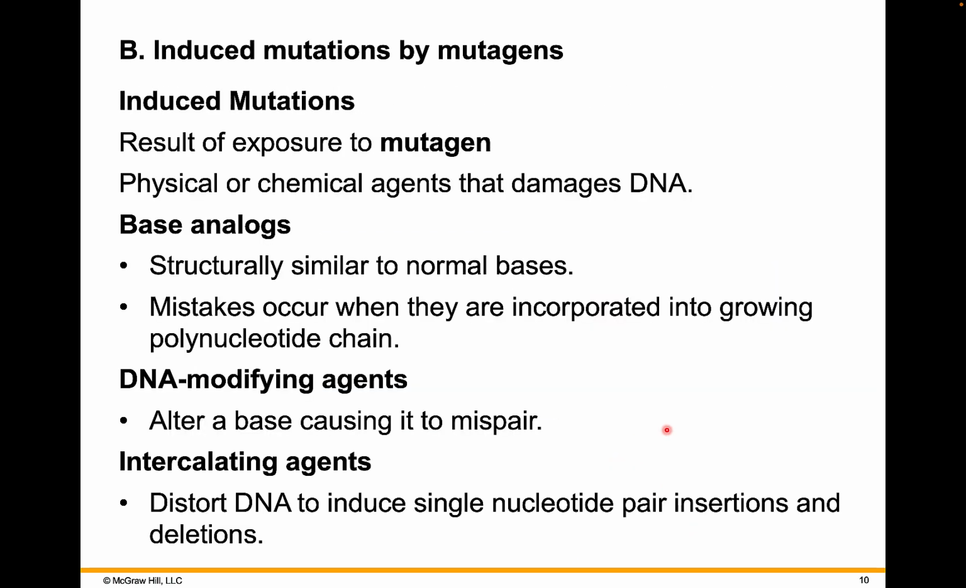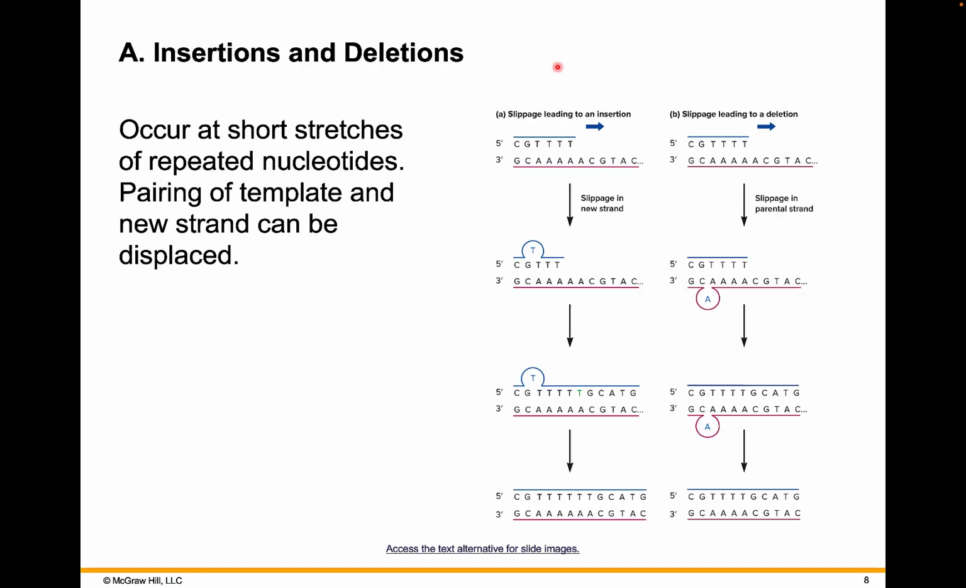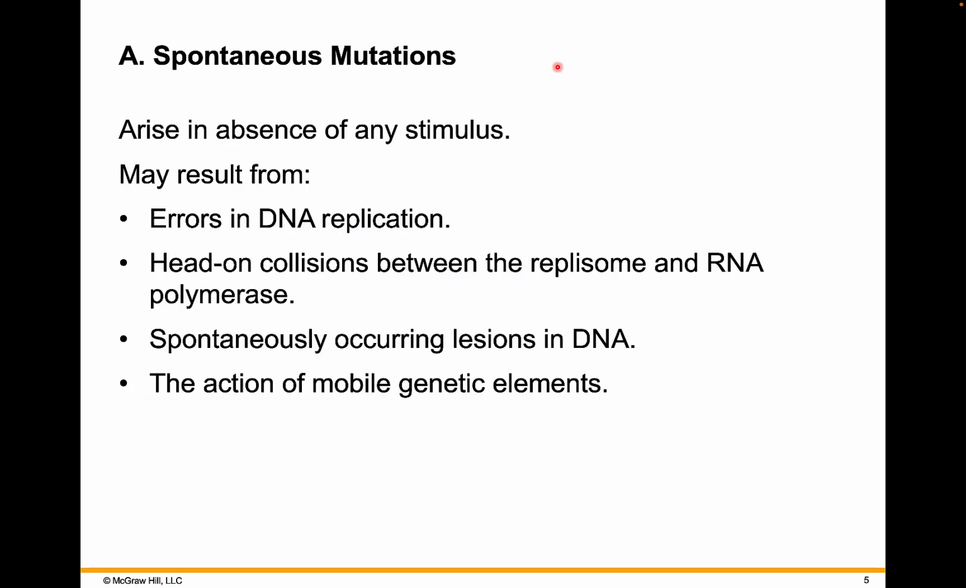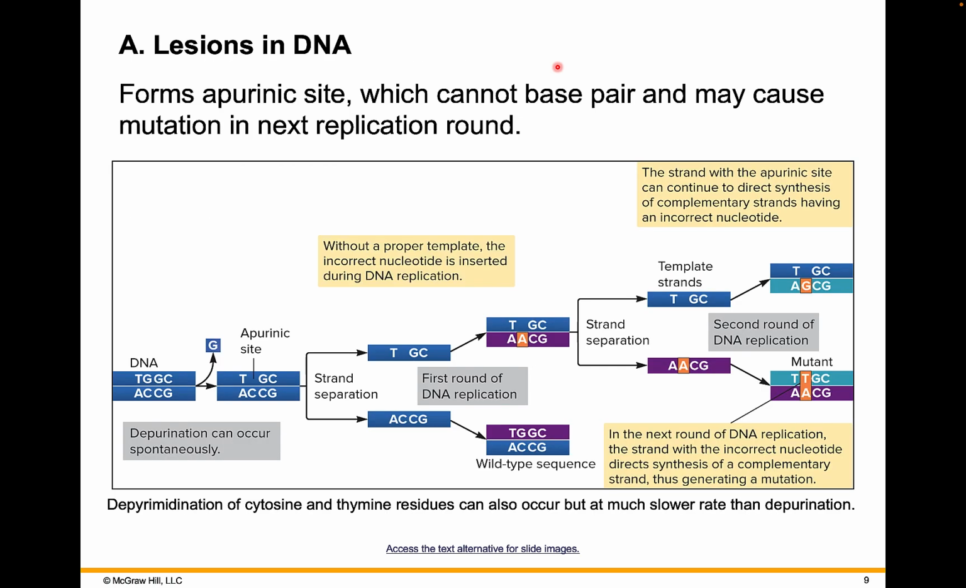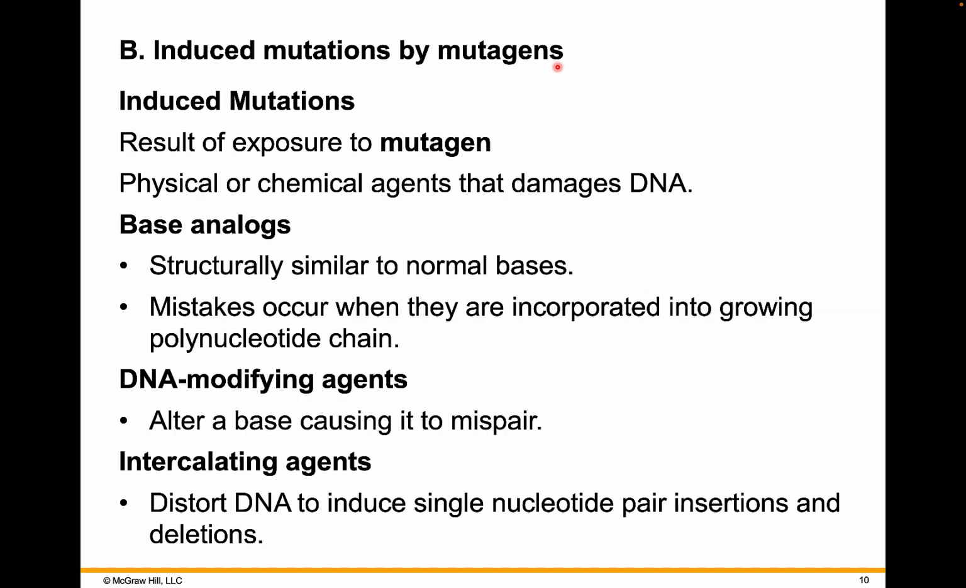After that, we are looking at B, which is the induced mutations by the mutagens. Number one, what we talked about, is the spontaneous mutations, and we talked about tautomerization, transition, transversion, insertions, deletions, and lesions in the DNA. Now we are looking at the induced mutations, and there are several different types of mutagens, physical or chemical agents, that can damage DNA.